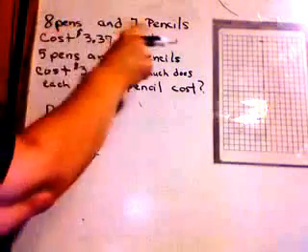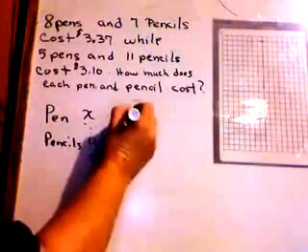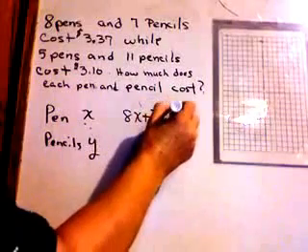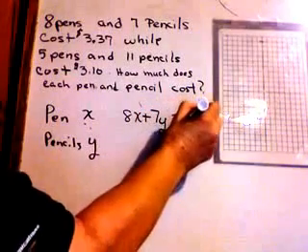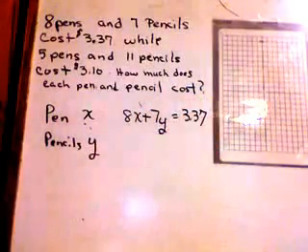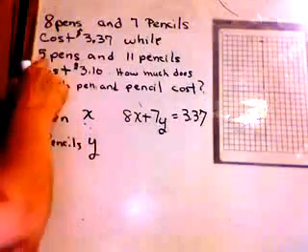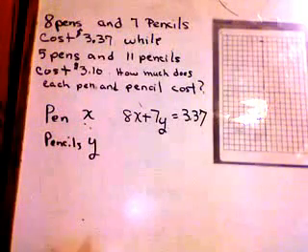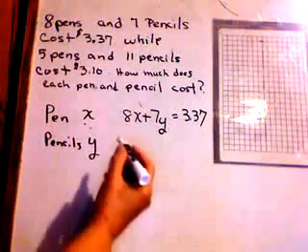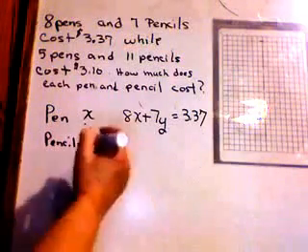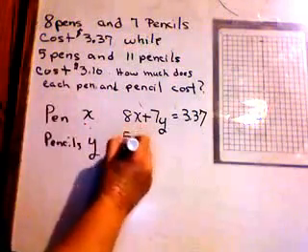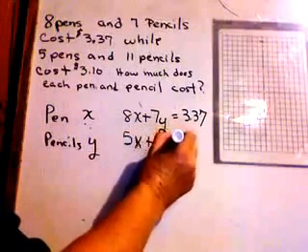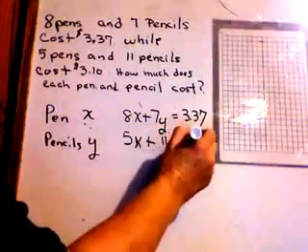It says 8 pens and 7 pencils. So how about 8x plus 7y equals 337. All right, we need a system for the second part. 5 pens and 11 pencils. What do you think? Stop the video and write your equation first, and then check. Okay, here we go. 5 pens plus 11 pencils equal 310.